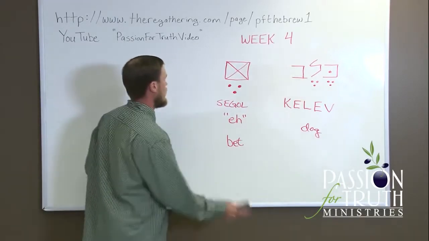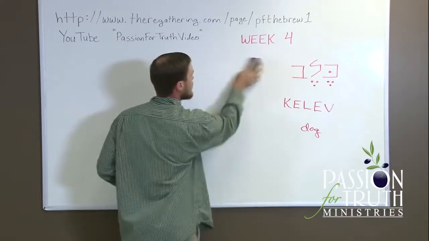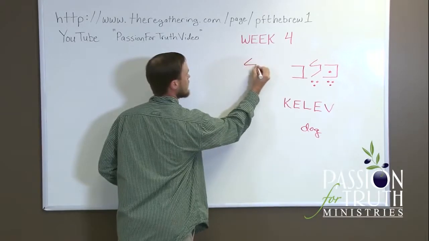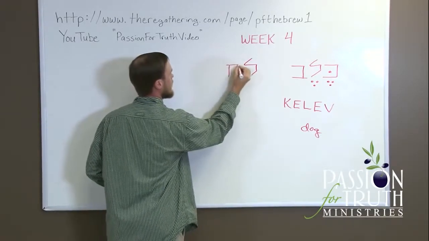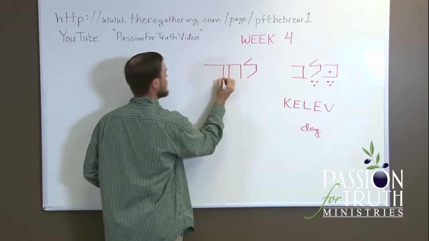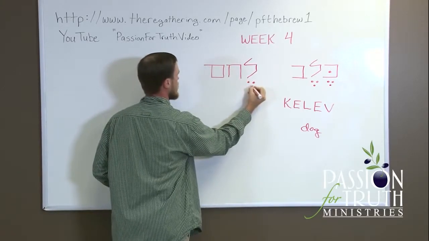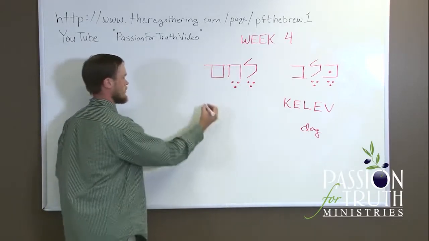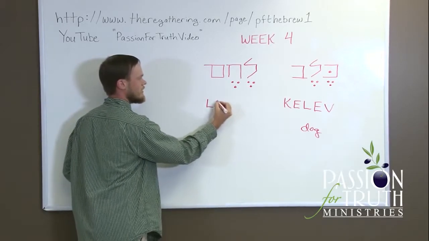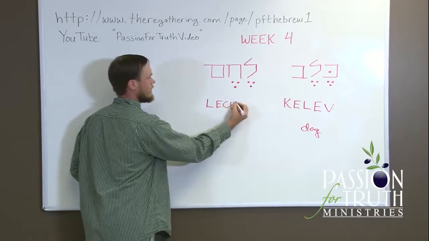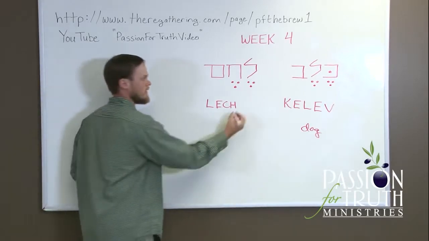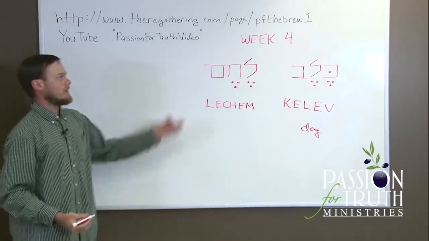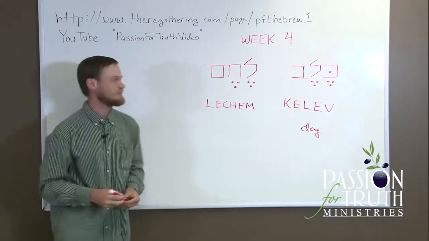All right, another word involving the segol is a lamed, chet, final mem, with a segol under the lamed and a segol under the chet. Okay, so the L of the lamed, short e of the segol, the ch of the chet, short e of the segol underneath the chet, and then the m of the final mem. Lechem is the pronunciation of this word.